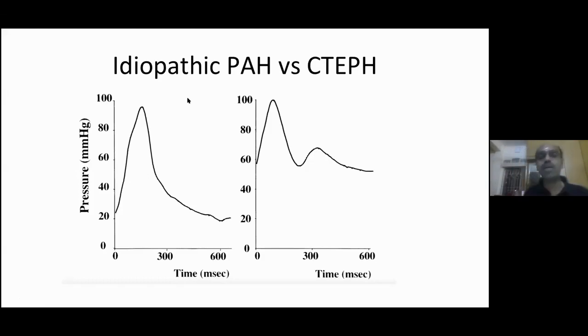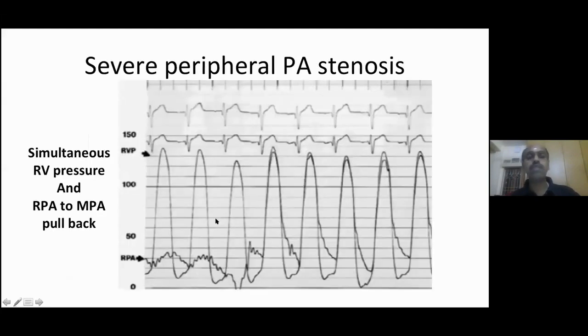The proximal segment is the main pulmonary artery. So at that time, the main pulmonary artery behaves as if it is a peripheral pulmonary artery stenosis, because the pulmonary artery is an elastic vessel with a high capacitance, and so when there is a severe peripheral pulmonary artery stenosis, the pulmonary artery diastolic pressure goes extremely low.